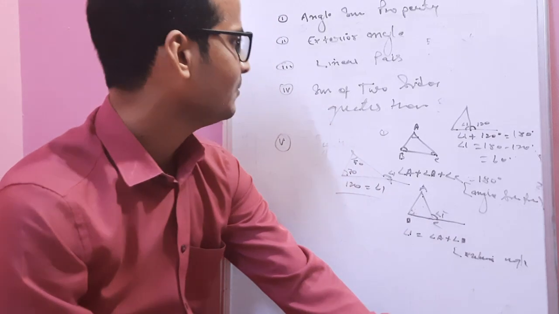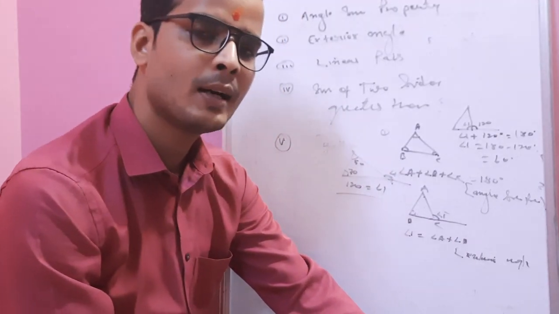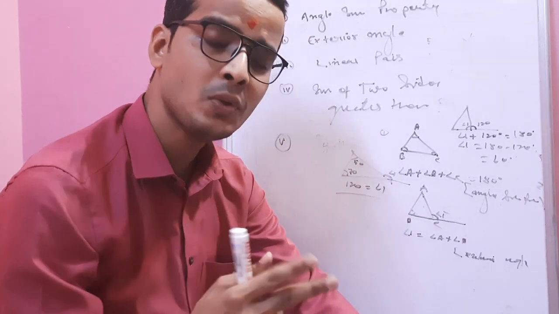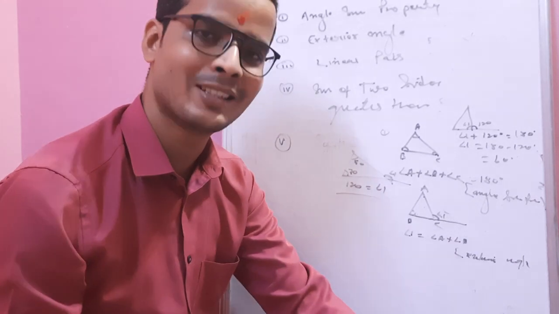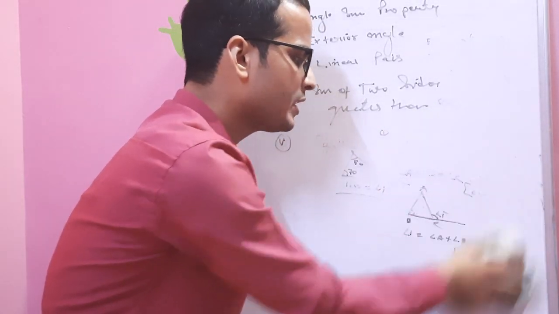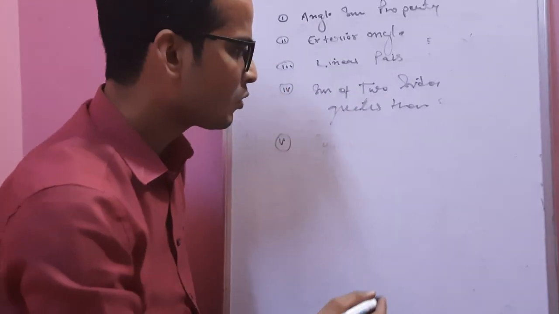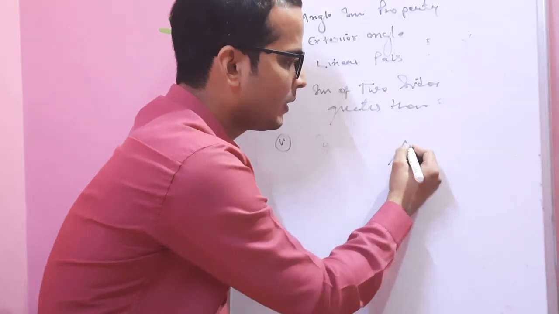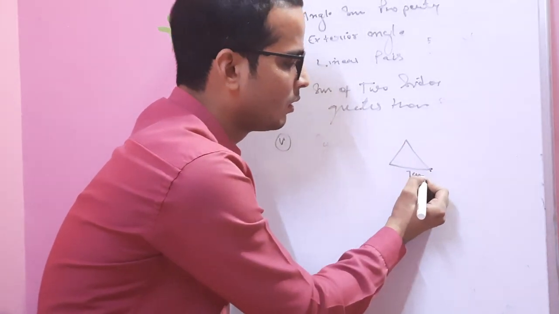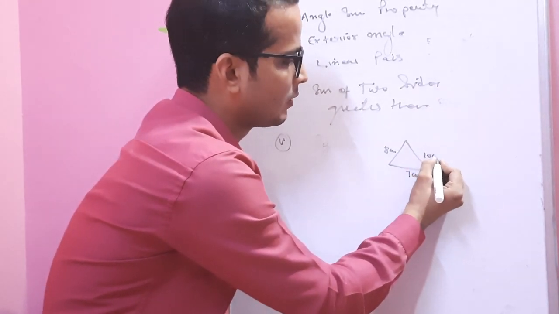Clear? Next is a very important topic, which is called the sum of two sides of a triangle. The sum of two sides of a triangle is always greater than the third side. Let me explain this. This is also very simple. I'm just going to draw a figure like a triangle, it has different values, maybe 7 centimeter, this is 8 centimeter, this is 10 centimeter.